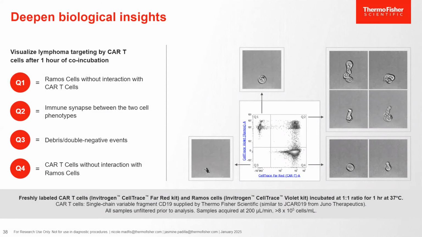CytPix image analysis can also capture and quantify cell interactions, such as this shown in the CAR-T cytotoxicity assay. Ramos cells and CAR T cells in quadrant 1 and quadrant 4, respectively, are stained for tracking purposes. The double positive stained cells in quadrant 2 can be visualized to suggest a possible immune synapse.